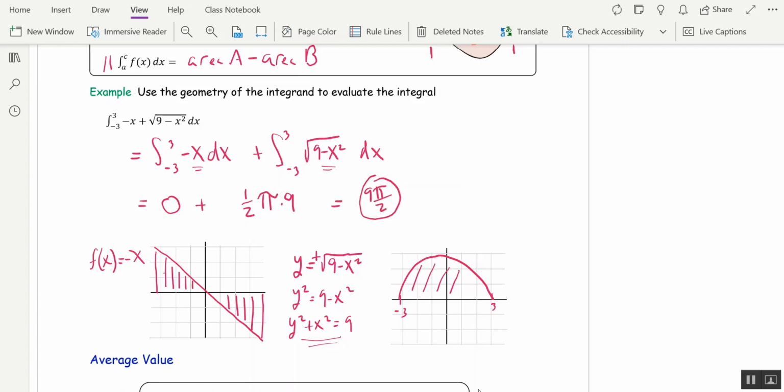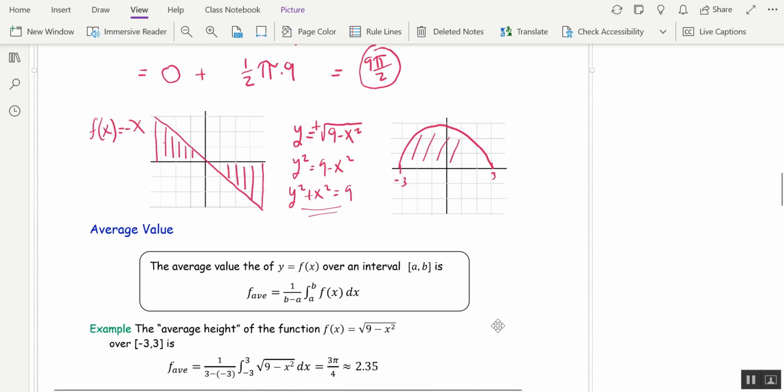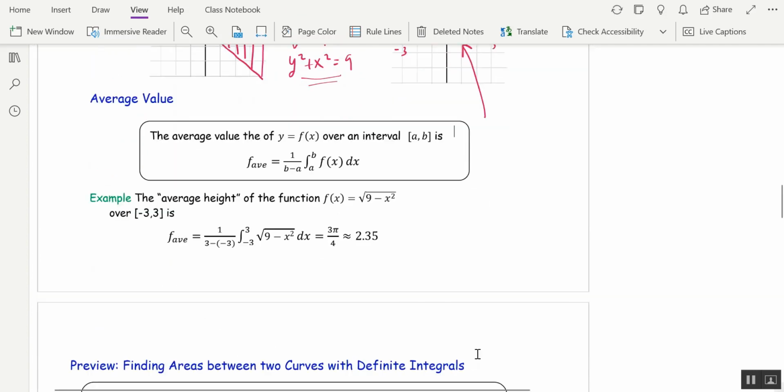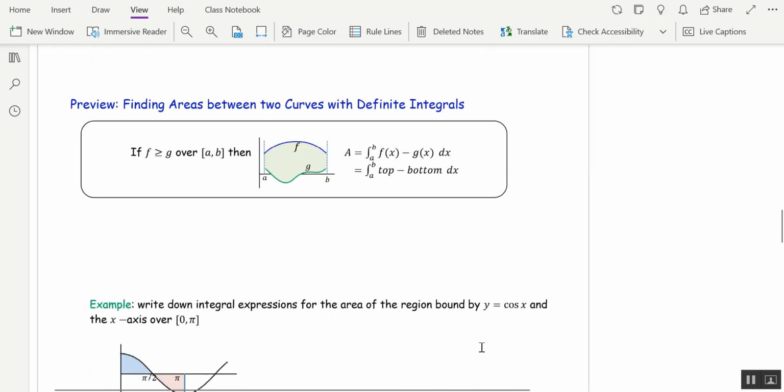All right, I'm going to have you read average value on your own, but I did do an example of the average value of this function going from -3 to 3. You might want to read through that. Finally, I want to talk about finding areas between curves with definite integrals.